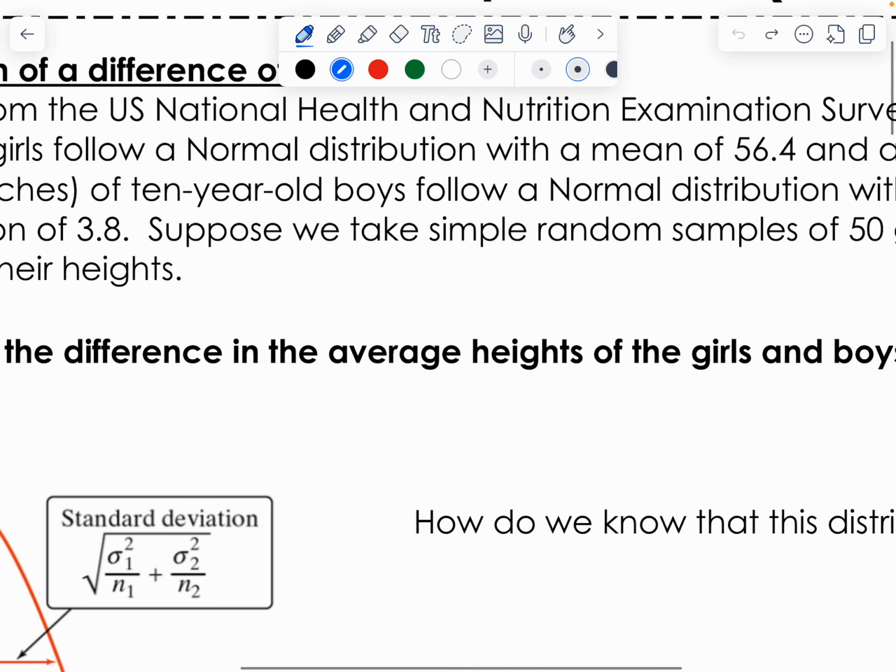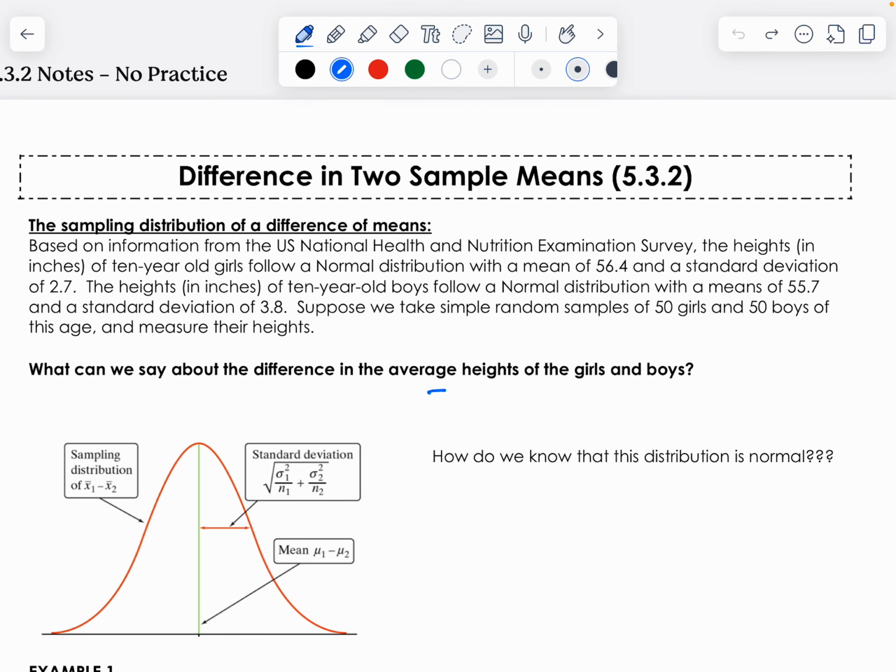So here we're taking the difference where we know for the girls, the mean is 56.4. And for boys, it's 55.7. Right? And when we subtract, we get 0.7. I'll triple check my work, but yep. Okay, and so we know that the difference is 7/10 of an inch, or 0.7 inches. And then second, how do we know this distribution is normal?